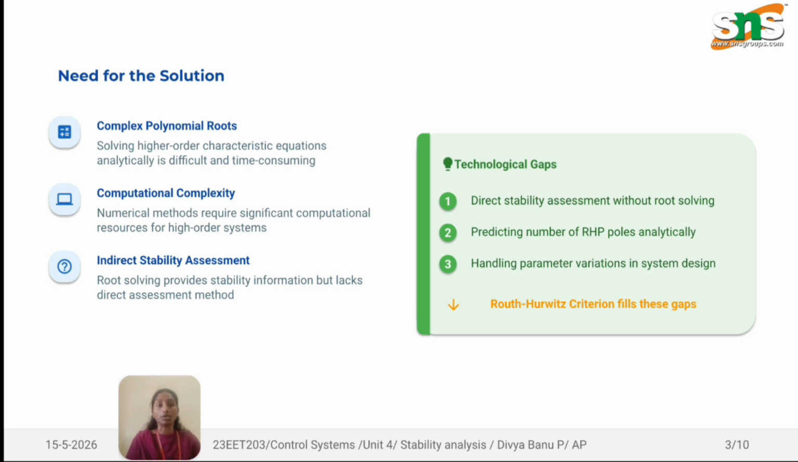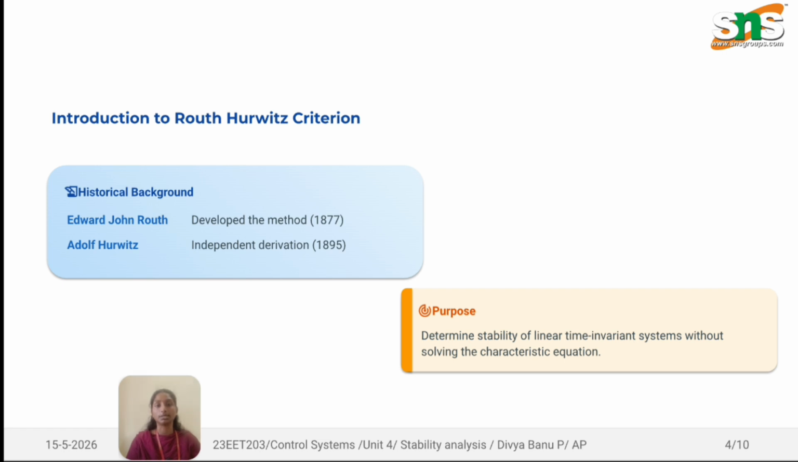Coming to the technological gaps: direct stability assessment without root solving, predicting the number of poles with analytical calculations, and handling parameter variations in system design. In this way, Routh-Hurwitz fills these gaps. So this is very beneficial to solve complex problems.